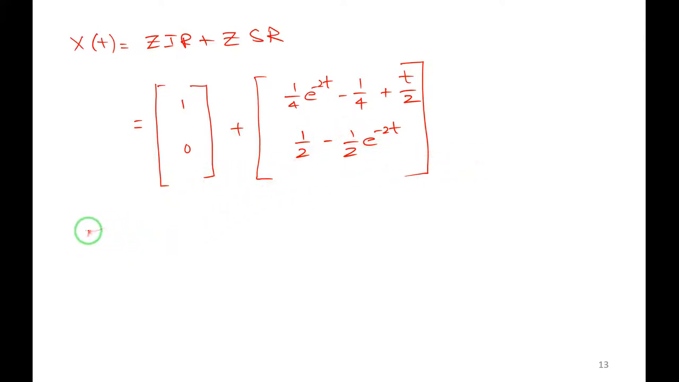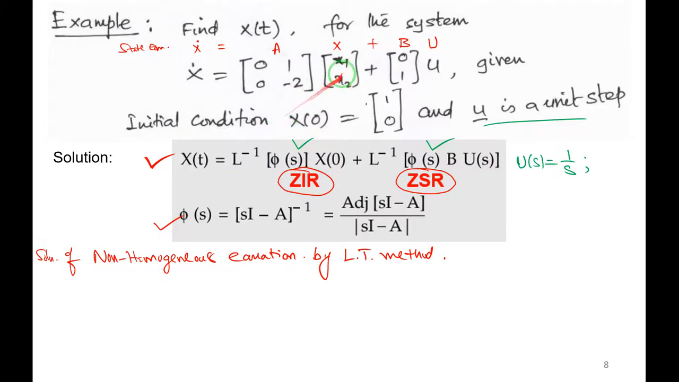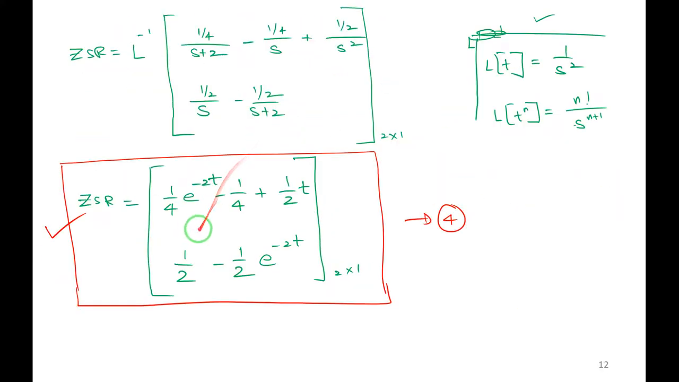I can add it. So x of t is a vector, right? If I want to expand it, I can write it as x1 of t, x2 of t. It's a vector, and it has two states corresponding to it, x1 and x2, right? You can observe here. So we are finding x of t, so it is x1 of t and x2 of t.